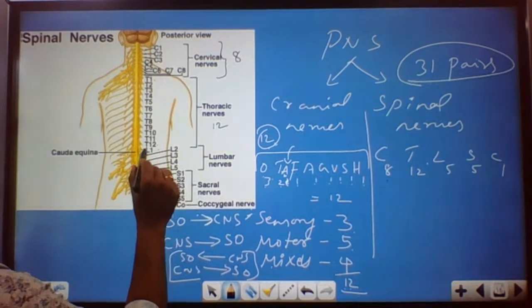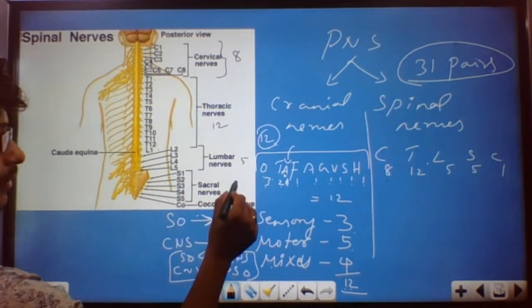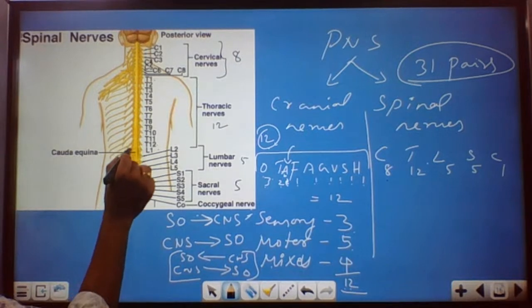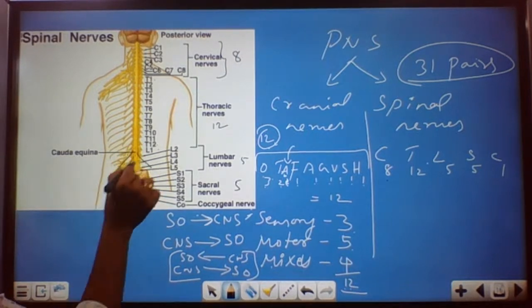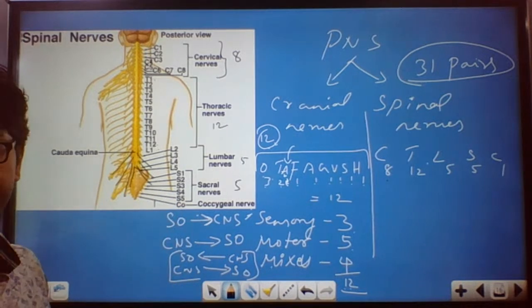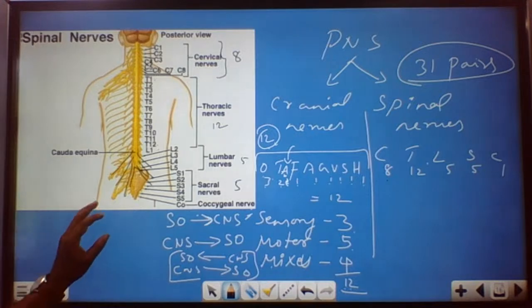And for L1, L2, L3, L4, the lumbar nerves come to 5. Sacrum 1, 2, 3, 4, and 5. This is 5, and this is 1. Okay, and this is what I told you, the cauda equina. There you could see the spinal nerves emerging out, and this resembles a tail-like appearance. We'll discuss the cranial nerves in a separate slide.